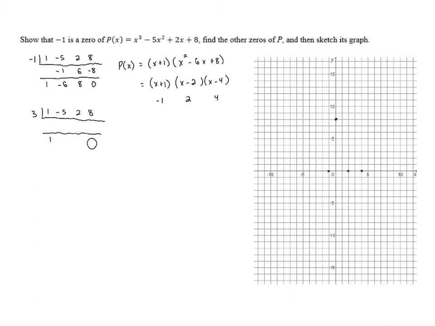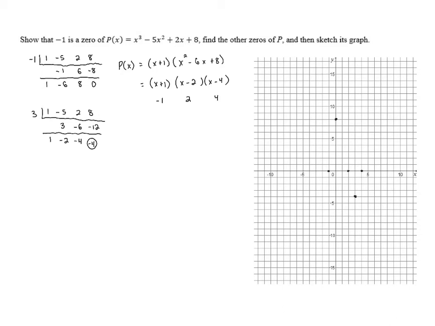So we bring down the 1. 1 times 3 is 3. Negative 5 plus 3 is negative 2. Negative 2 times 3 is negative 6. 2 plus negative 6 is negative 4. Negative 4 times 3 is negative 12. And 8 plus negative 12 is negative 4. The remainder is negative 4. Therefore, our function value is negative 4, and we can plot a point right there.